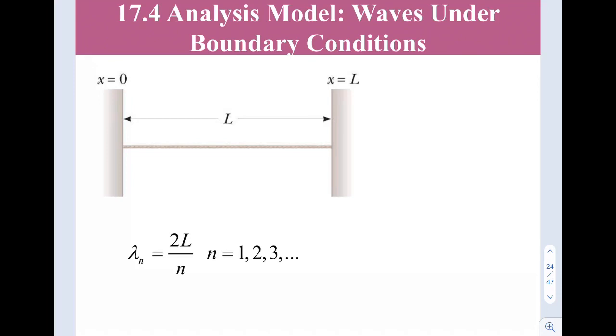The boundary condition for waves on a string, because these are fixed ends, is that there must be zero displacement, so both ends must be nodes. Equation 17.2 will give us L equals n lambda_n over 2, where lambda_n indicates that a different value of n will result in a different value of the wavelength.